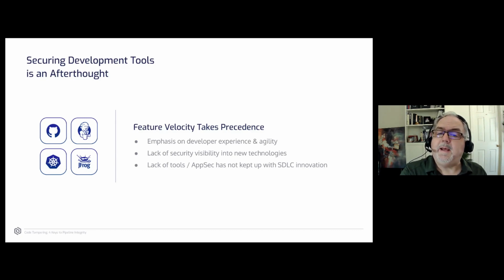In approximately half of enterprises surveyed, the security team is responsible for overall application security, but not responsible for securing containers or Kubernetes. Clearly, something is amiss if those responsible for overall security outcomes have little to no visibility or influence on key parts of the SDLC.